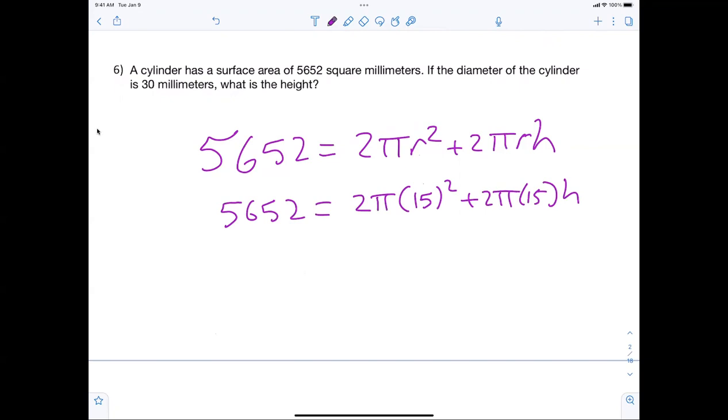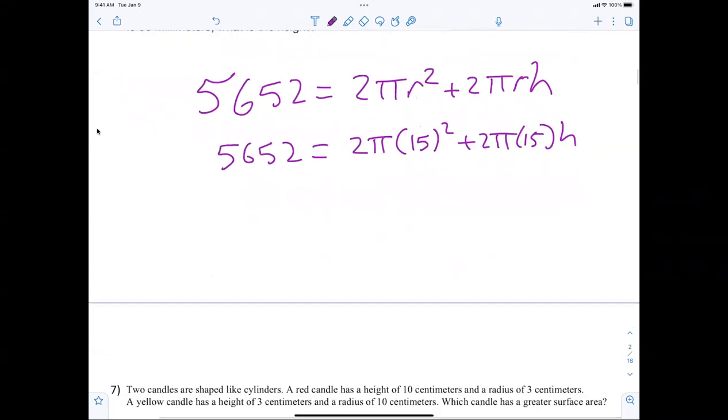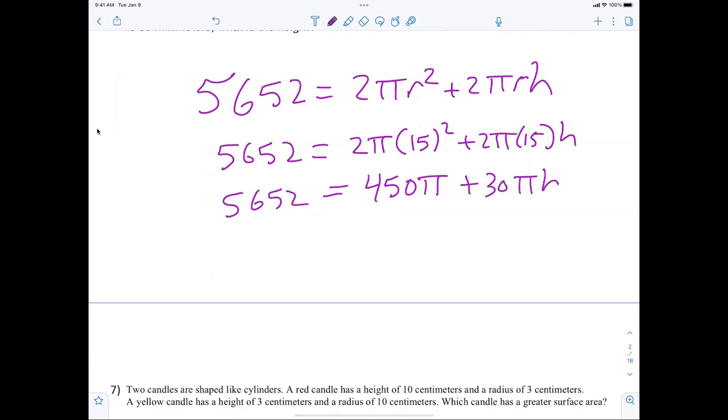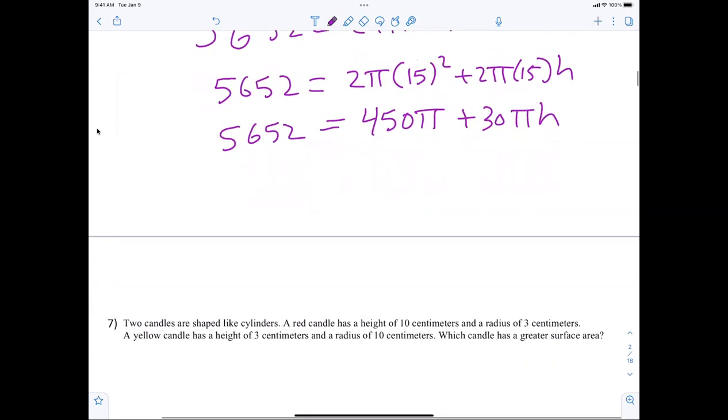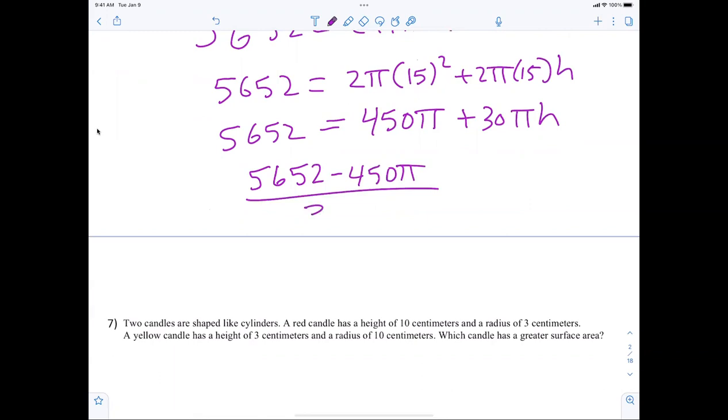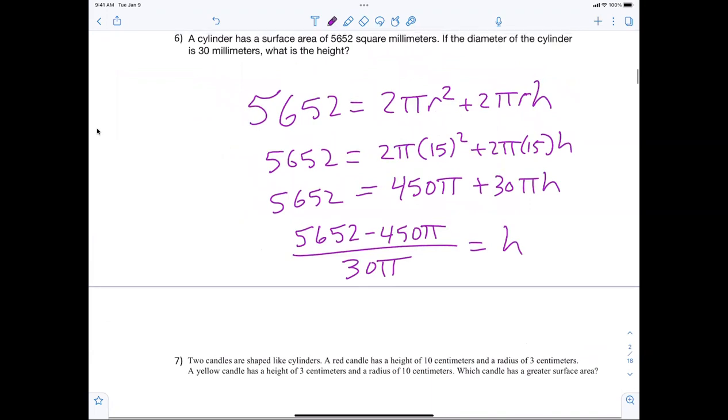15 squared is 225. 225 times 2 is 450. So this would be 450 pi is equal to 5,652. And over here, this would be plus 30 pi times h, correct? So I would want everybody to be able to say this is just 5,652 minus 450 pi all over 30 pi. That is classified as the height. Anybody have any questions with that?